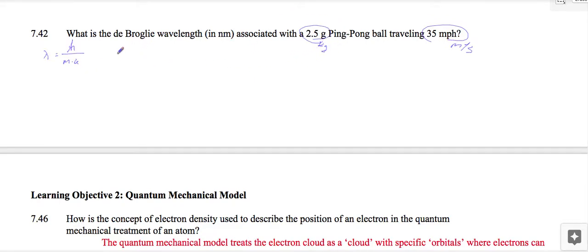The mass of the ping pong ball is easy. That's 0.0025 kilograms. Now we have the miles per hour. So we start off with 35 miles per hour. Gonna take some work. We're going to skip this. We're going to go 1,610 meters per 1 mile.